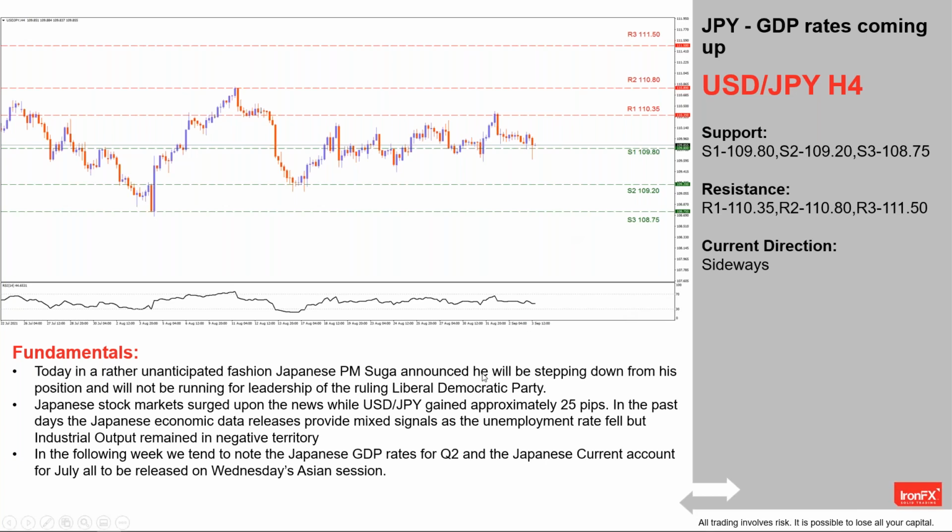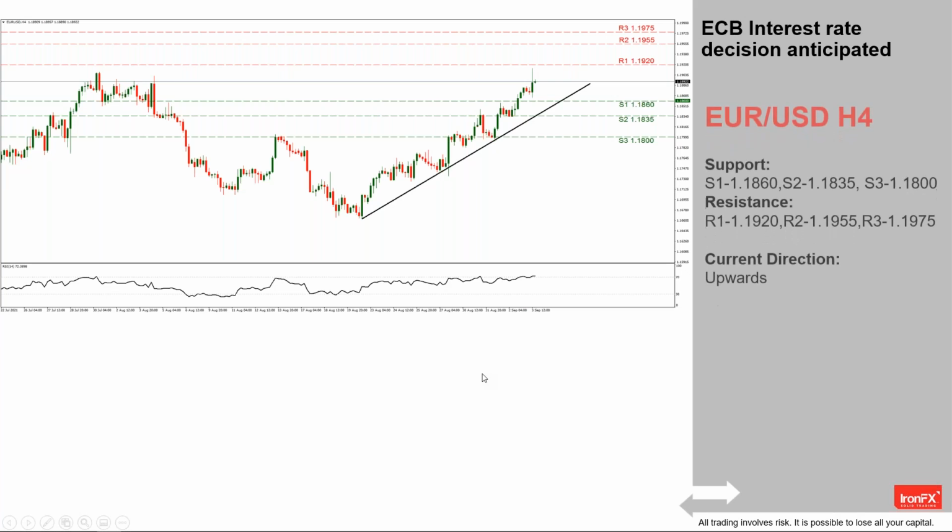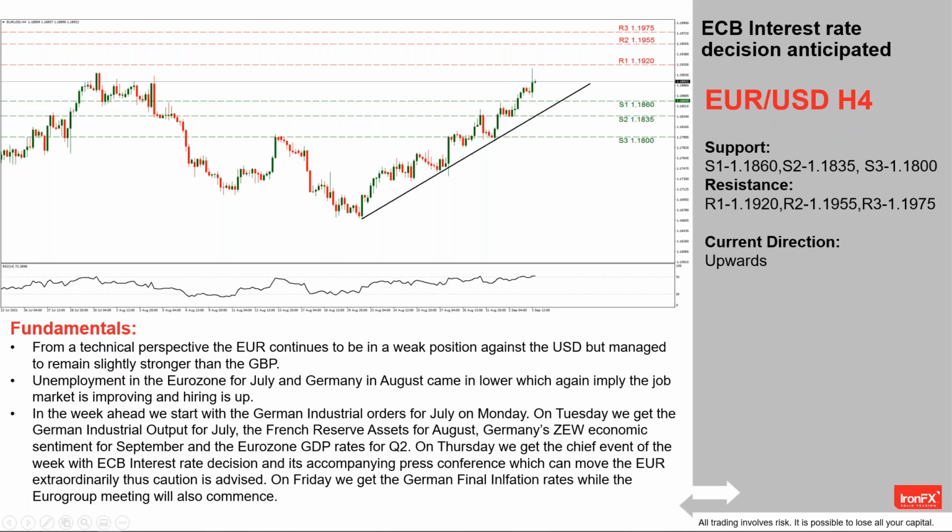And that's it also for JPY. We'll move now to the euro. ECB interest rate decision anticipated.